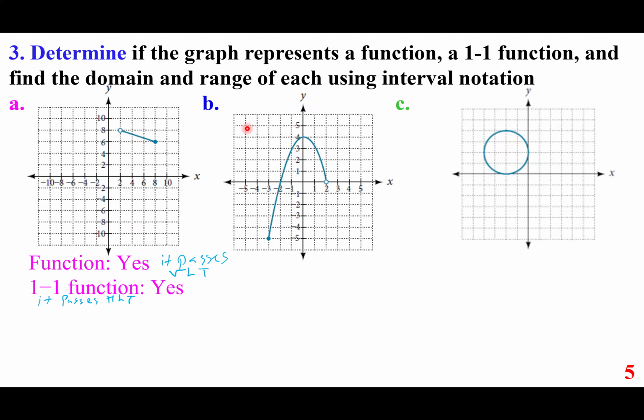So what is the domain? Just lay this along the x-axis. Starts from here and ends here. This endpoint is not part of the domain, so it makes it 2 to 8. 2 is not included. That's why we use parentheses for 2, bracket for 8.